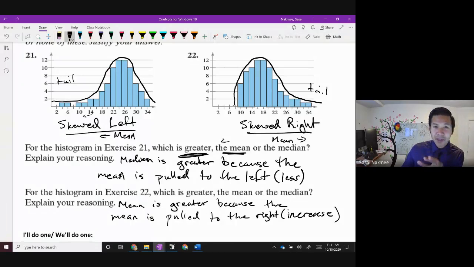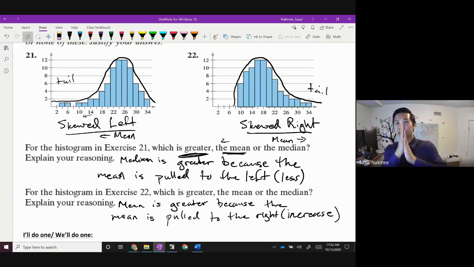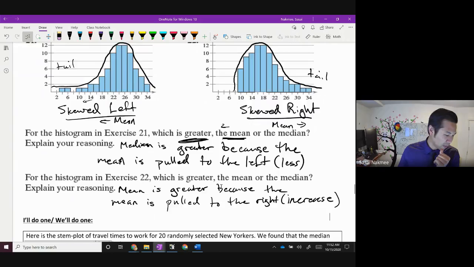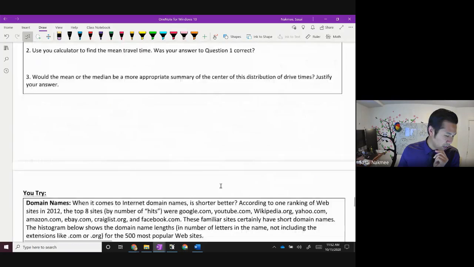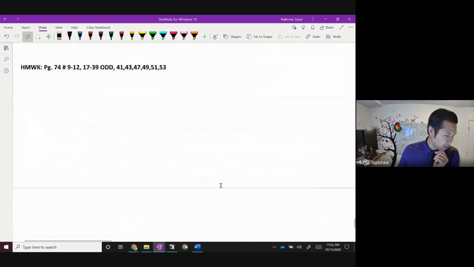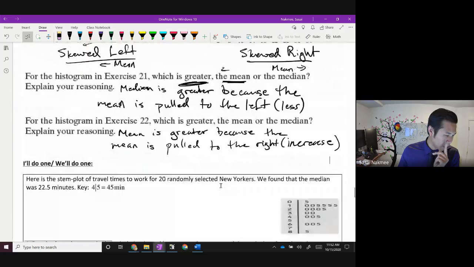Does that make sense when you're looking at these graphs? By the way, you are going to have to figure out, is this skewed left? Is this skewed right? Is it symmetric? If it's symmetric, the mean and the median are the same, along with the mode. That's a very special case.